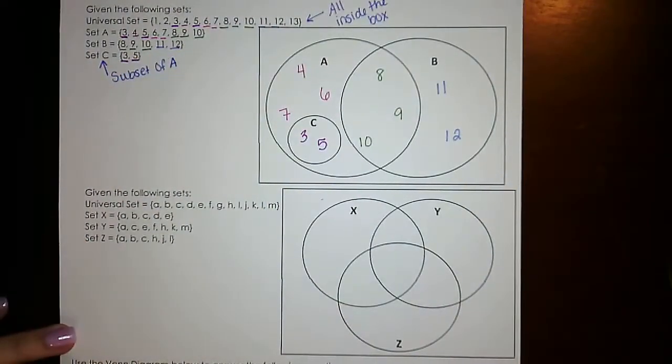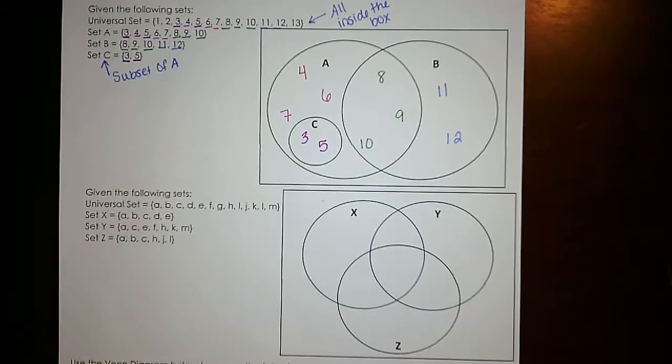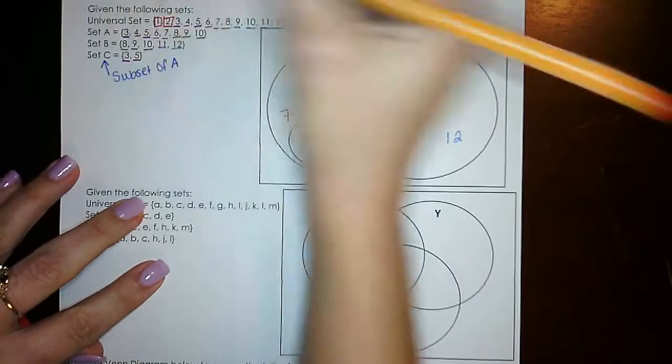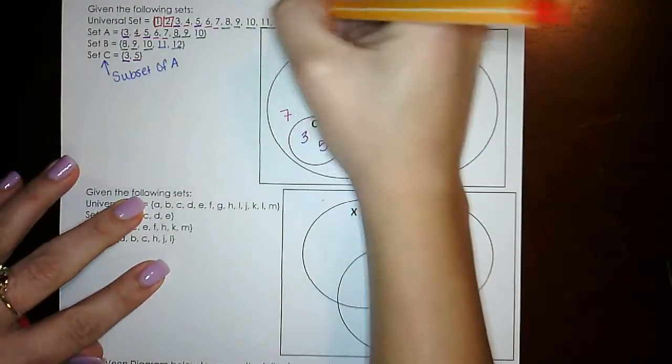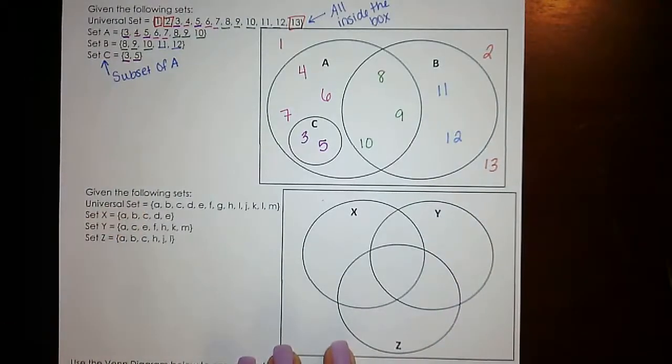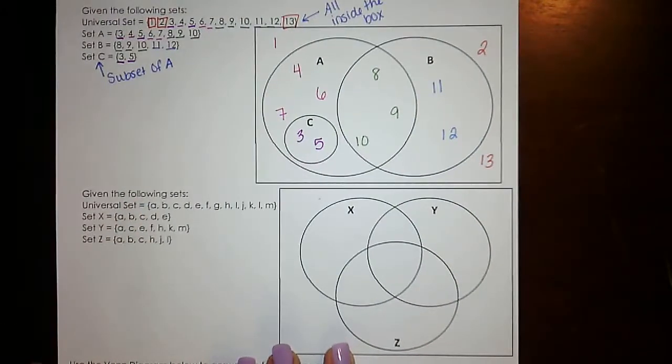And there's a couple numbers we have not used. So we are going to highlight those numbers and make sure we put them in the universal set, so the outside. So we're left with a 1, a 2, and a 13. And we just write those outside the Venn diagrams, but inside the universal set.